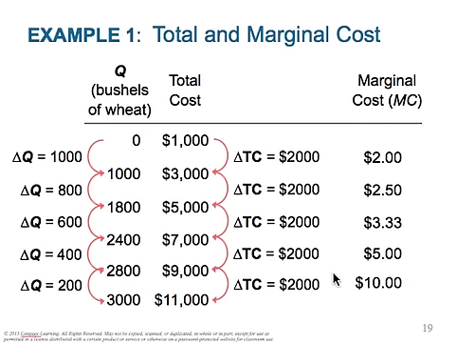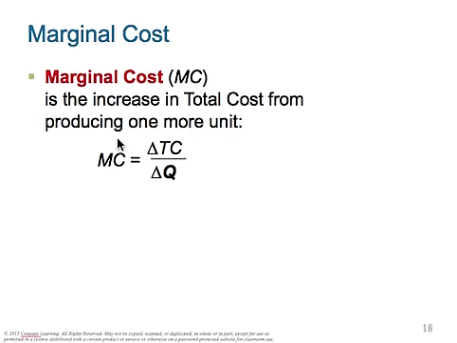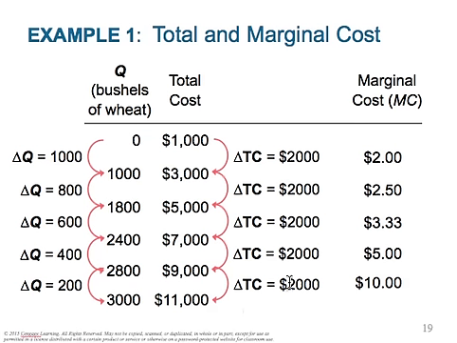Again, this would be change in total cost divided by change in total quantity. So in this example, $2,000 divided by the change in total quantity is $10. So our marginal cost goes up as we produce more bushels of wheat, because our total costs go up.